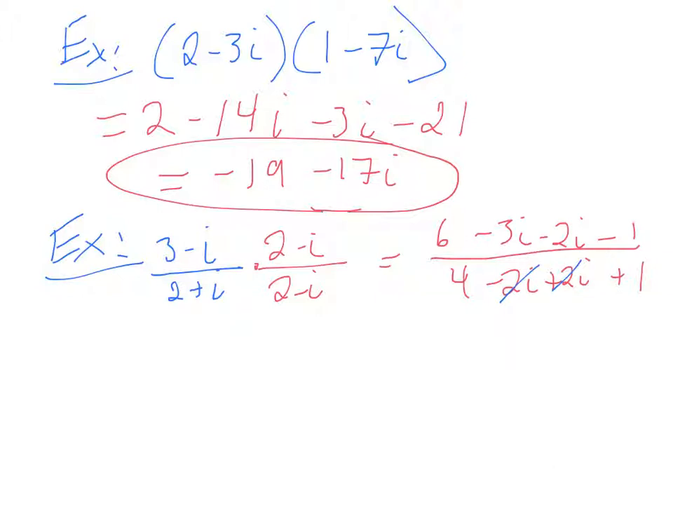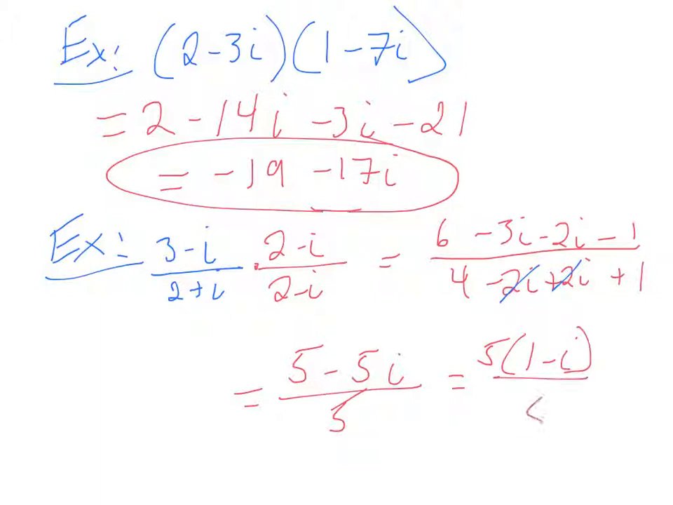So we'll end up with, on top, 5 minus 5i. On bottom, 5, right? So how can we simplify this fraction? We can factor the 5 out of the top, actually, which is probably the best way to do that. And then we realize the 5s cancel. We can only simplify a fraction if the numerator is factored, right? And we just get 1 minus i.